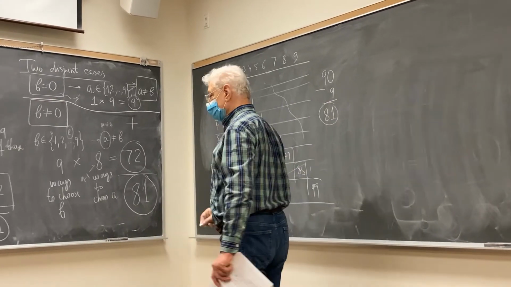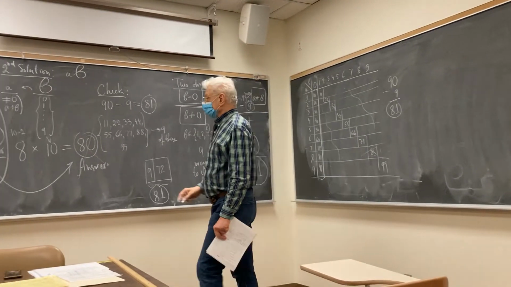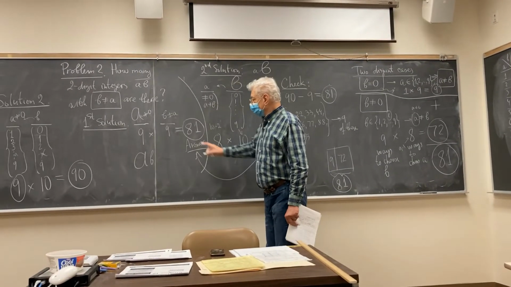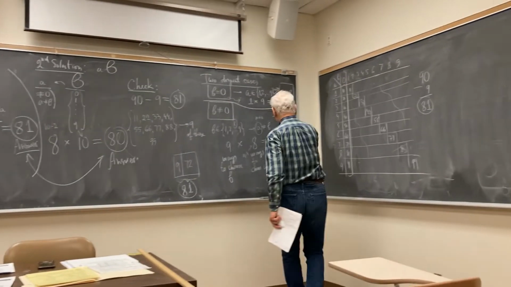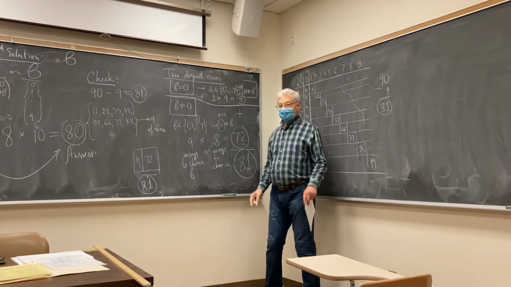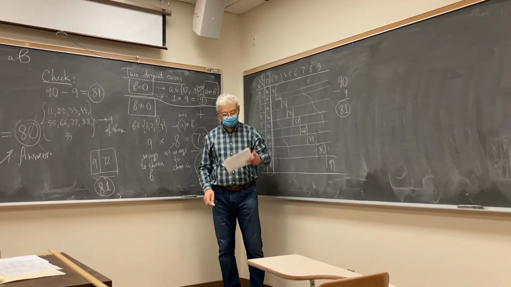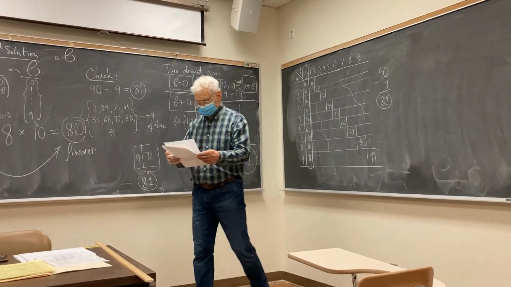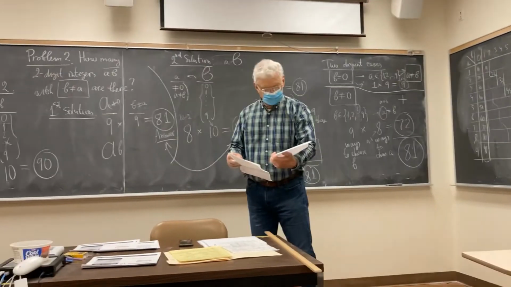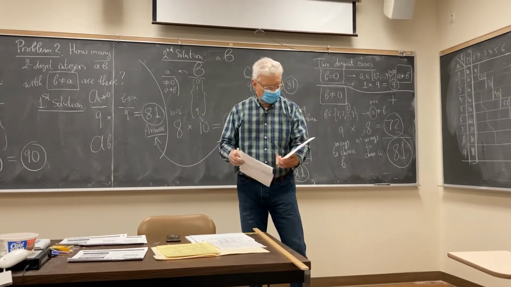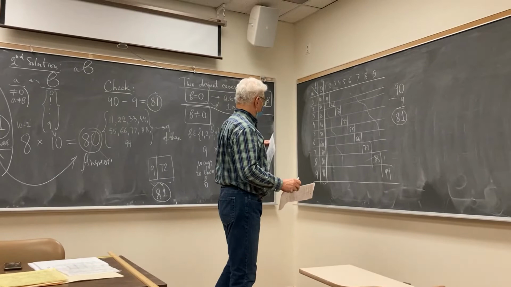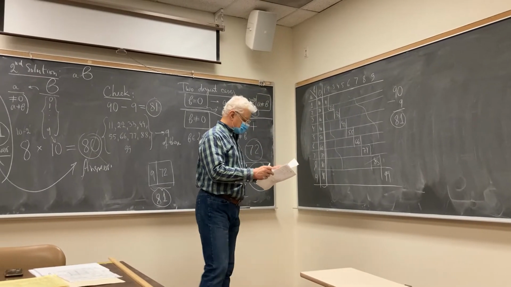So the answer is 81. Did I get this 81 some? So I got the 81, 9 times 9, 72 plus 9. And also 90 minus 9 is 81, the same thing. So this is the third check. Okay, the third check.